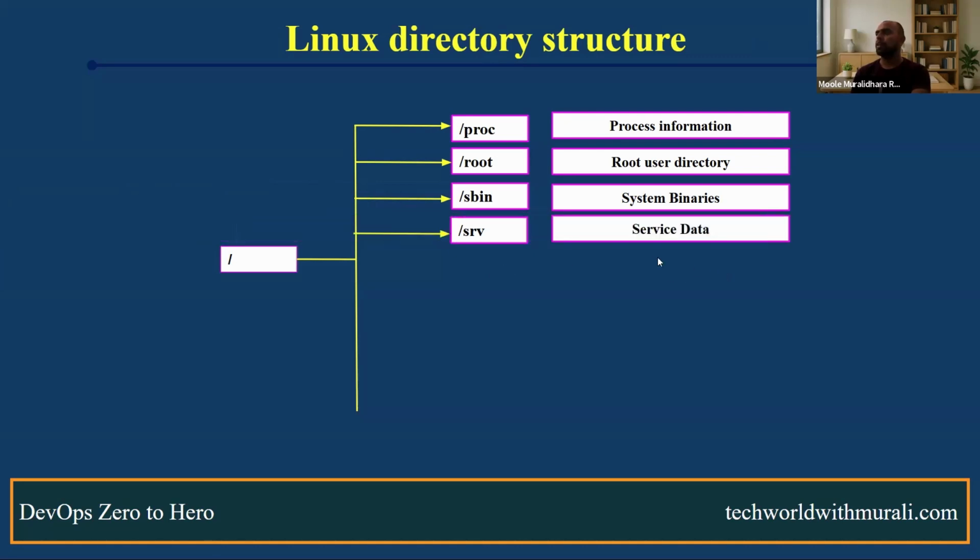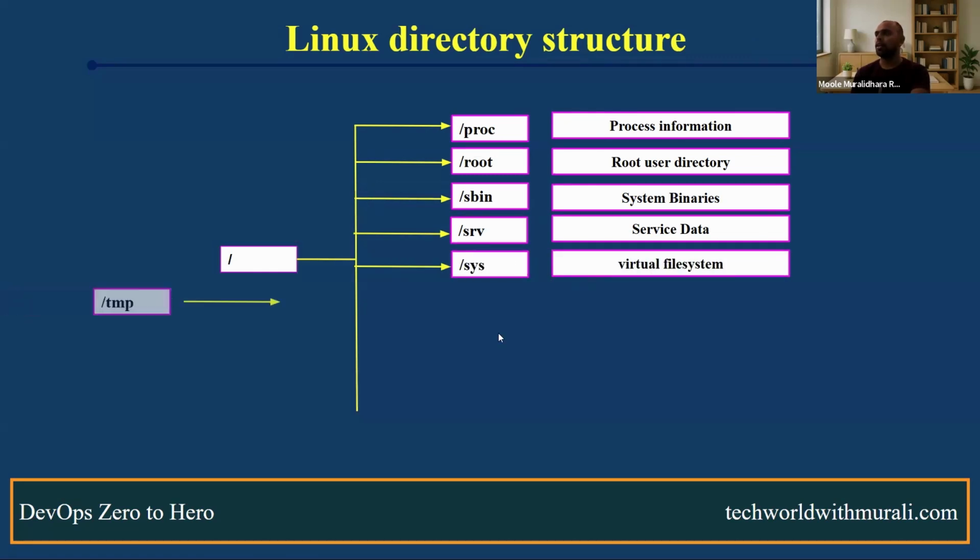srv. srv is service data. If you want to define it, we can do that. But this one also, we won't use it much. You don't need to worry. Next one is this. Here we can define virtual file system related data. This one also we won't use. You can ignore that. Don't worry.